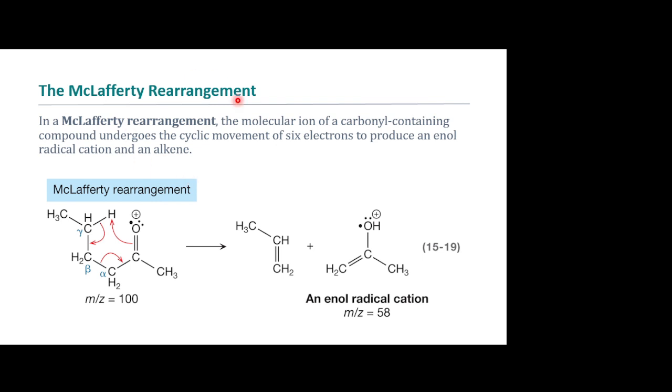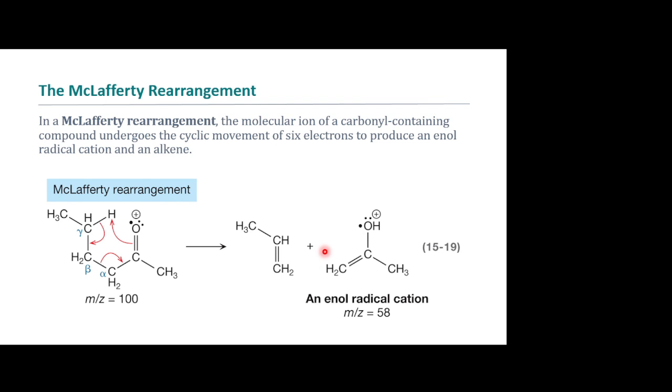McLafferty rearrangement. So your molecular ion here of the carbonyl containing compound is going to undergo a cyclic movement of 6 electrons. This is going to give you an enol radical cation and an alkene. And so this is the alkene neutral fragment that's going to go down the pump. This right here is going to be the enol radical cation. And so we have here where it abstracts the hydrogen, creating the OH+. This causes all the electrons to move over one onto that alpha position. And notice that right here is your enol radical. See the enol, double bonded alcohol?